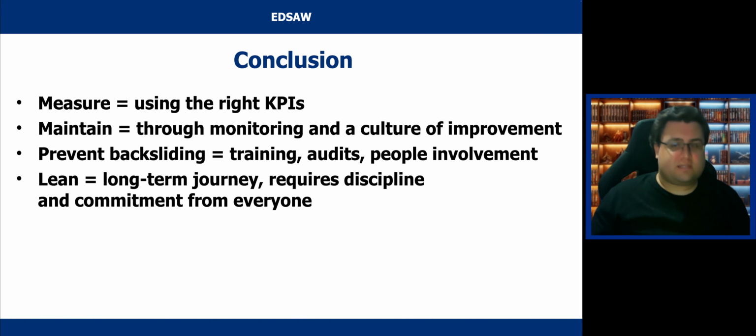And we saw practical examples from manufacturing, healthcare, and retail that systematic measurement and maintenance have real results. The main message is simple. Lean is not a sprint, but a marathon. Sustainable improvements require discipline, data, and people engagement. If we combine these elements, we can achieve not only short-term savings, but long-term competitiveness and customer and employee satisfaction.